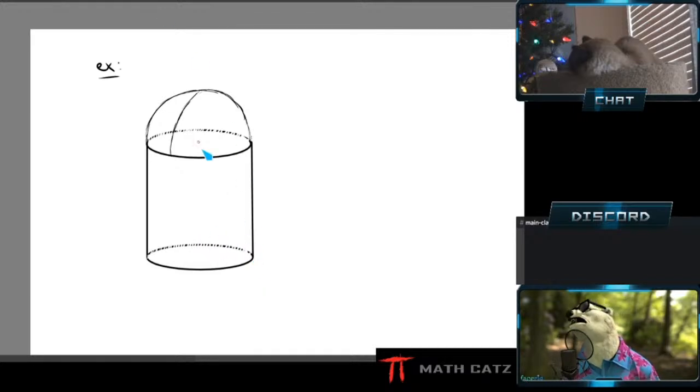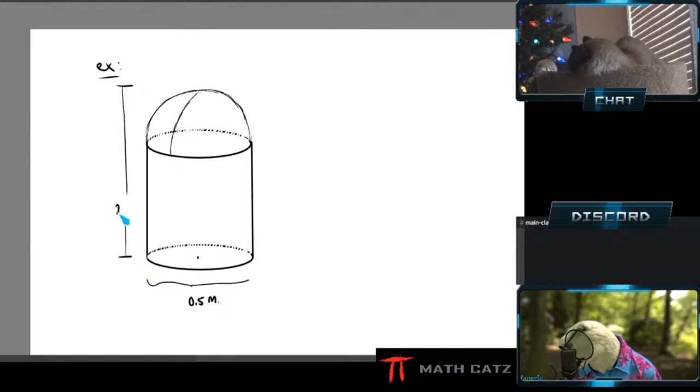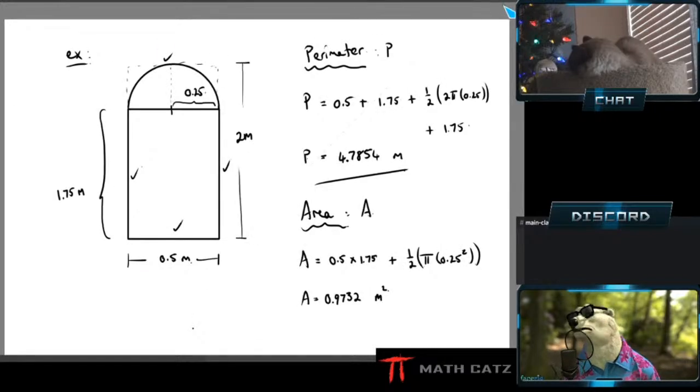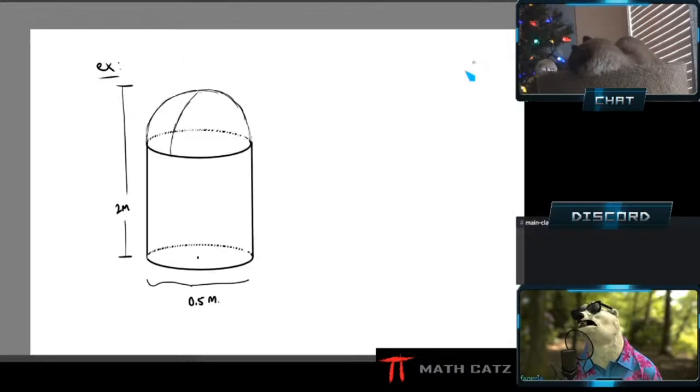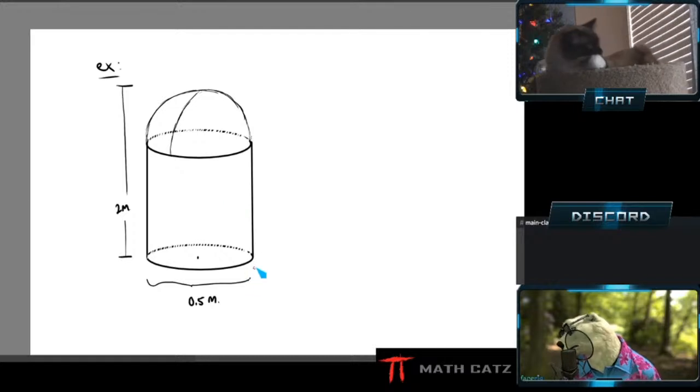Right, there we go. So for this, I'm going to give the total width as 0.5 meters and the total height as 2 meters, just sort of extending what we did here. But so that the half circle dome can fit nicely on top, I need a circular base. Okay, I think that's all we need.